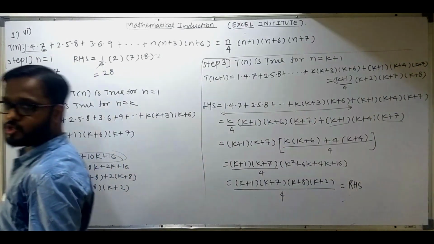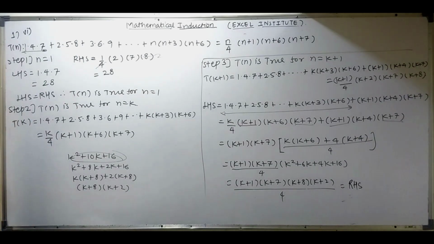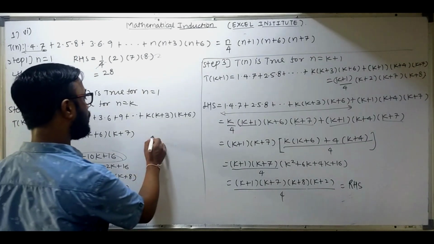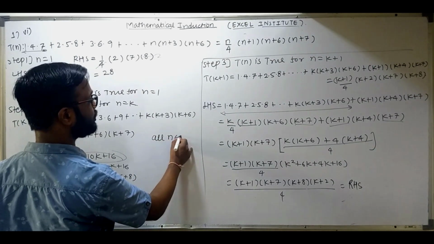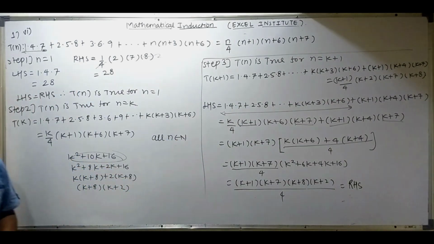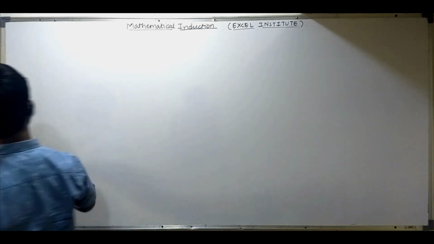Therefore, T of n is true for n equal to k plus 1. Therefore, T of n is true for all n belonging to natural numbers. Is this clear to everyone, beta? Understood properly? Good. Now, beta, next question, number 7.